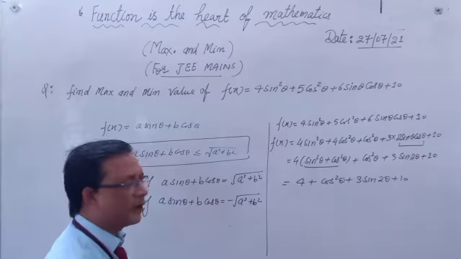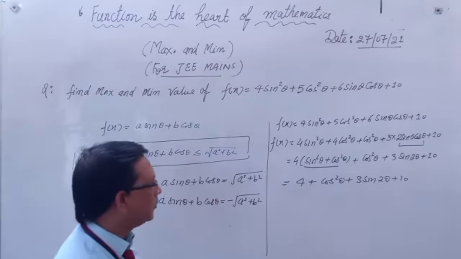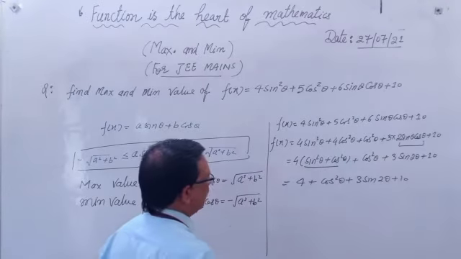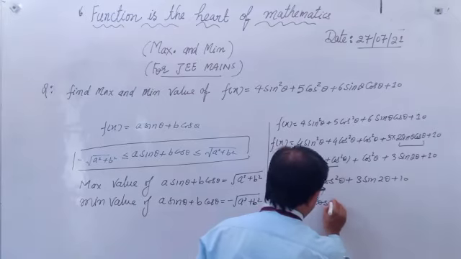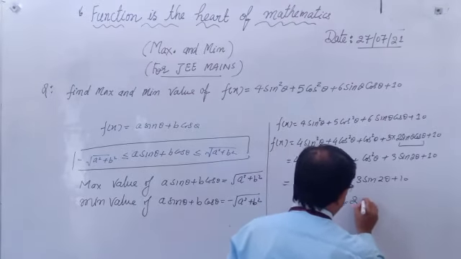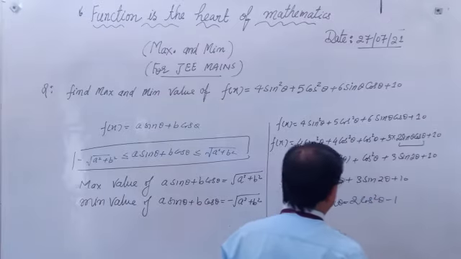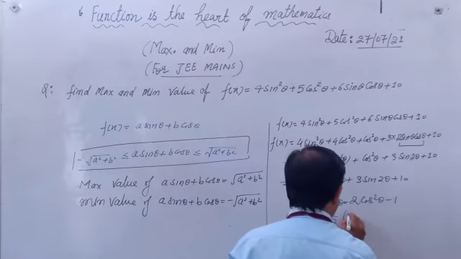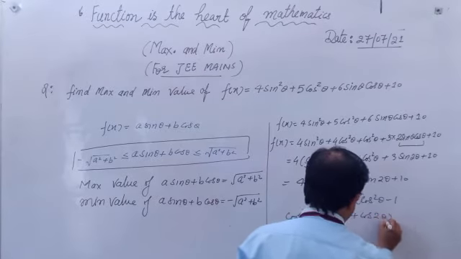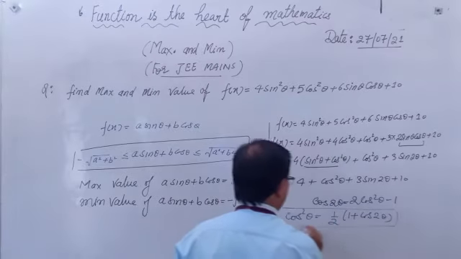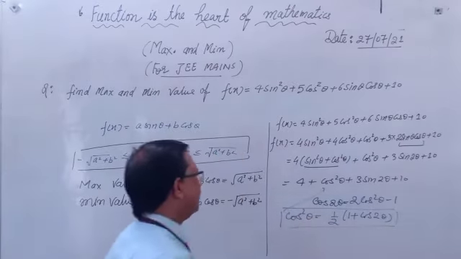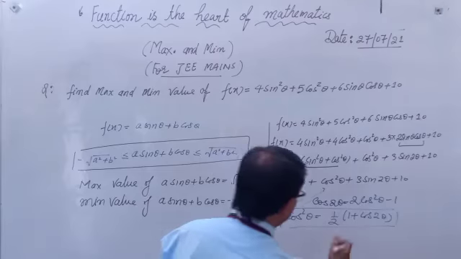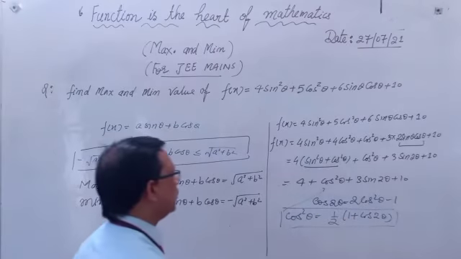Student, cos square theta is easily converted into cos 2 theta. Here we apply the formula for cos 2 theta: cos 2 theta is equal to 2 cos square theta minus 1. It means cos square theta is equal to 1 by 2 times (1 plus cos 2 theta). We apply this formula here: in place of cos square theta, we write 1 by 2 times (1 plus cos 2 theta).